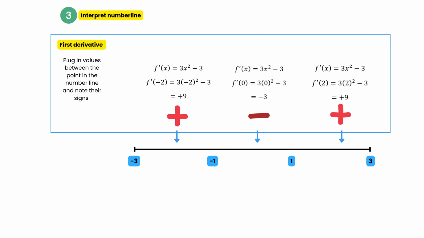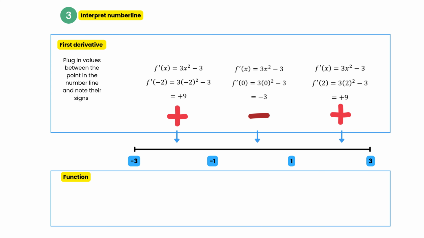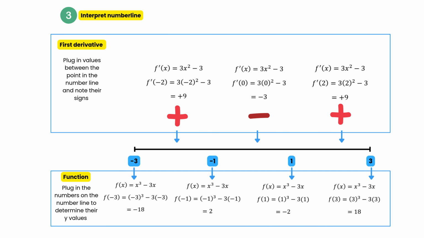The second part of the interpretation is to plug the actual x values, meaning the critical points and the endpoints, into the original function to get their y values. Pause the video and check that you get the same results. Now, what do these values tell us about the extrema?